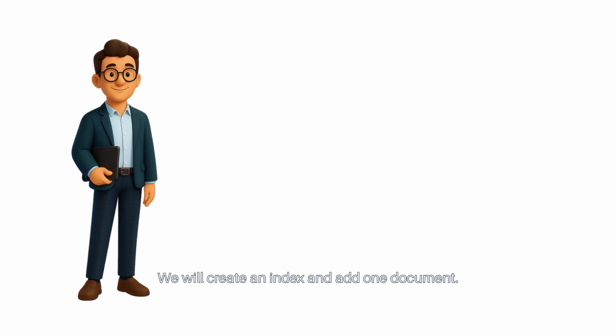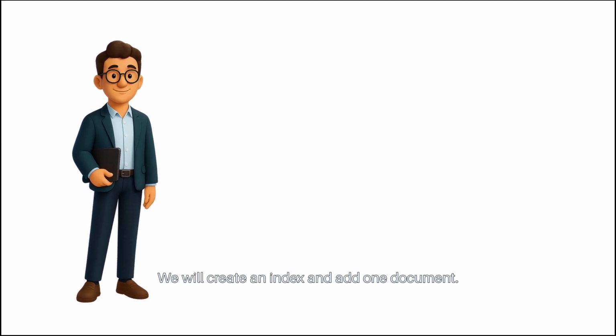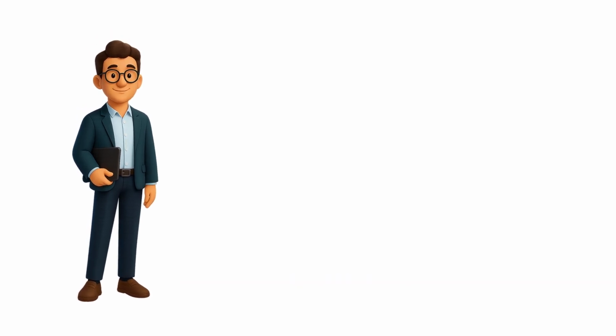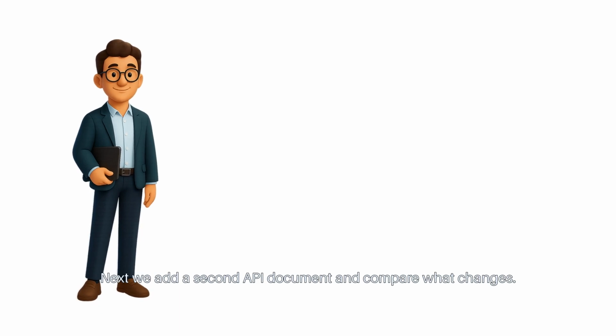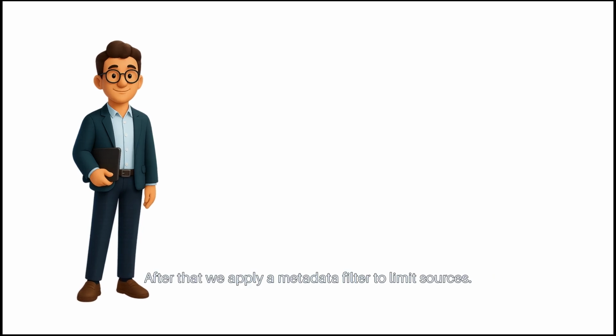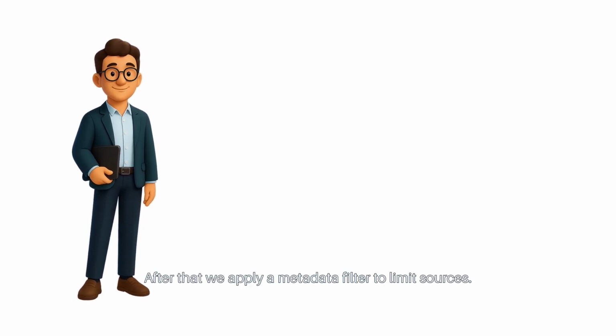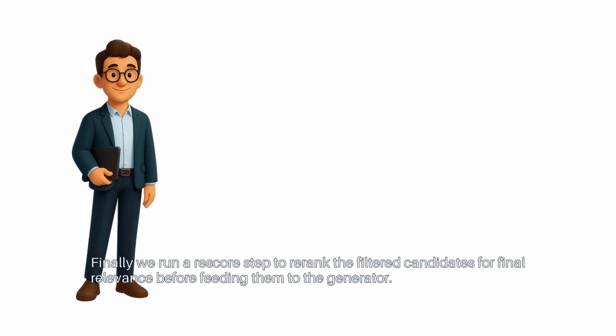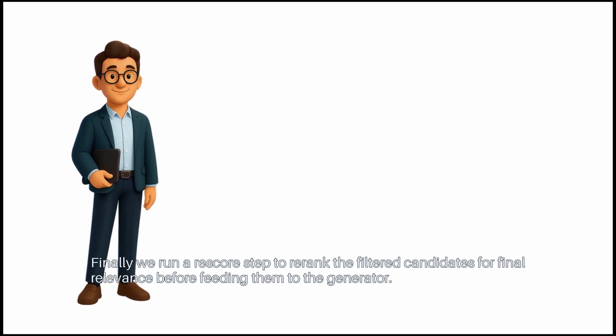Project preview. We will build this step by step. We will create an index and add one document, then run a BM25 query to see the top hit. Next, we add a second API document and compare what changes. After that, we apply a metadata filter to limit sources. Finally, we run a rescore step to re-rank the filtered candidates for final relevance before feeding them to the generator.